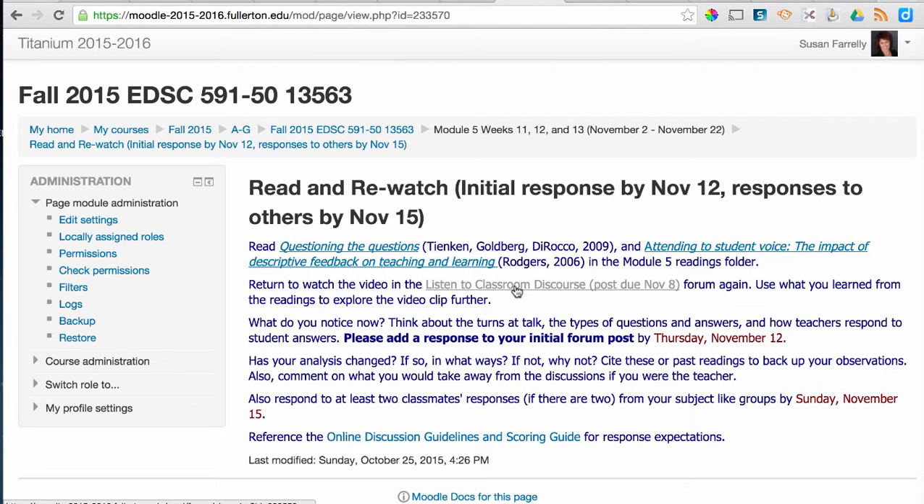And finally, after everybody's had a chance to respond to their own post on Thursday, between Thursday and Sunday, I'd like you to go to someone else's post. Look at their initial quick write, and then look at their response to their own quick write, and then respond to that. Again, citing articles from this course so far. If you have more than one in your group, you should respond to at least 2 of your classmates.